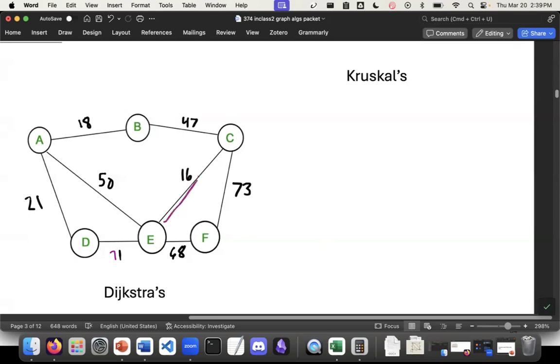16, yes. So E and C of weight 16. Now what's the smallest edge? 80? Wait, 18? 80? Oh, A to D. A to D. A to B.